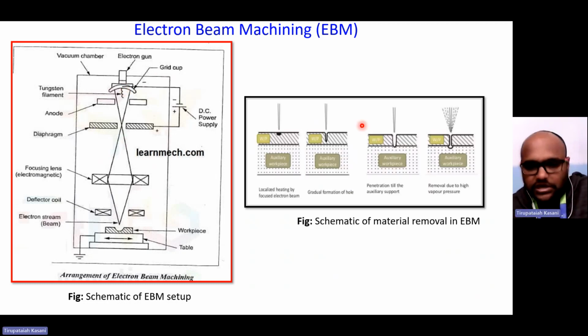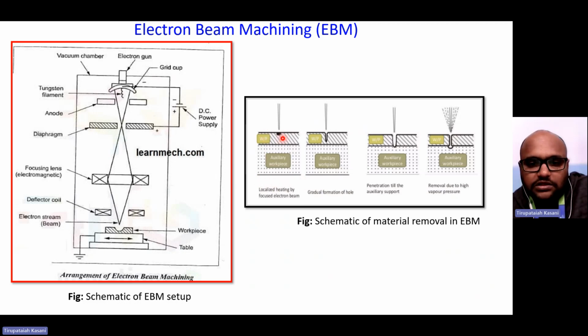Okay, and now see how the material will be removed from the top surface of the workpiece. Schematic of material removal in EBM. See here, this is the auxiliary workpiece, and this is the workpiece. What is this auxiliary workpiece? Auxiliary workpiece is the one which supports the workpiece from the table. Here it is the actual working table, and this is the workpiece.